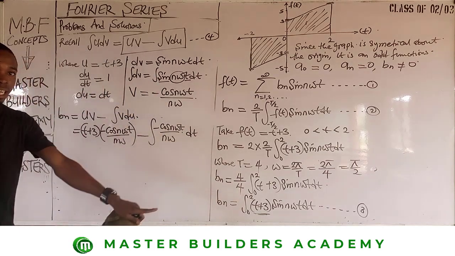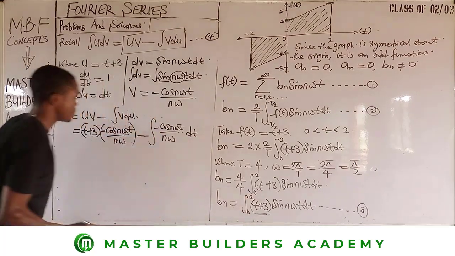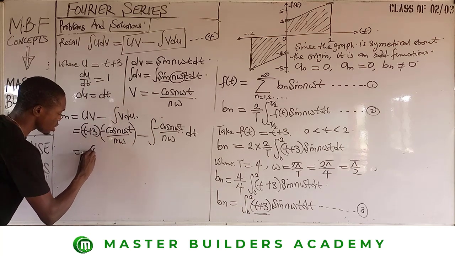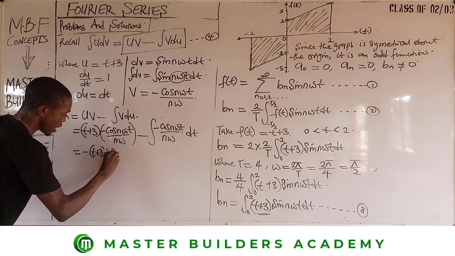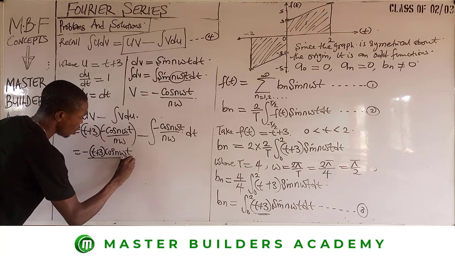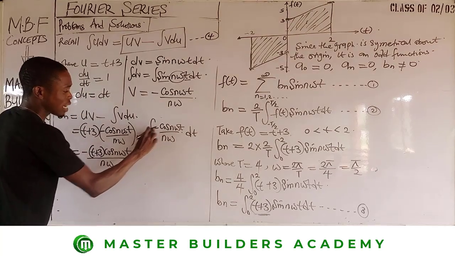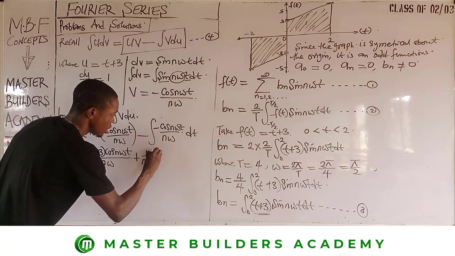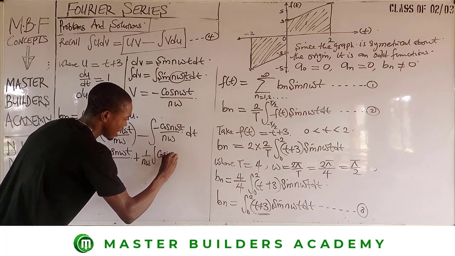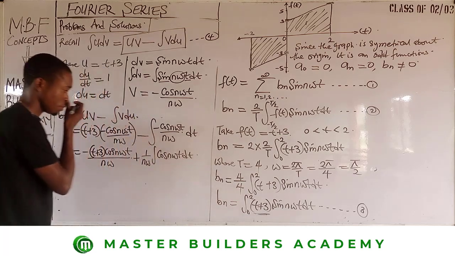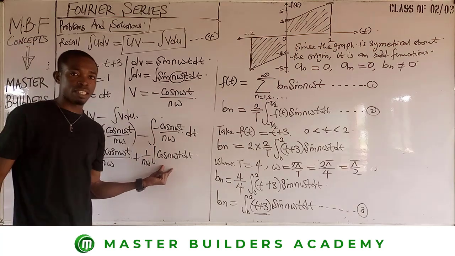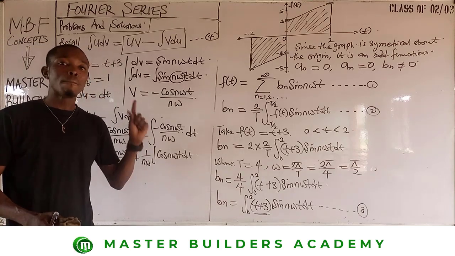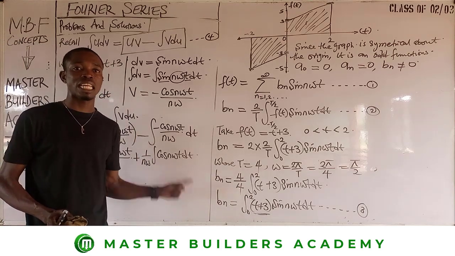Remember that the limits are still there, which are the lower limit and the upper limit. As we progress from here, if we multiply this, this will give us negative (t plus 3) cos n omega t all over n omega. Minus times minus, we turn this to plus, then we bring out the coefficient, which is 1 over n omega, integral of cos n omega t dt. Now, when we look closely at this integral, we find that it is no longer a product of 2 functions, but just 1 function. So we can just integrate this finally and get our results.